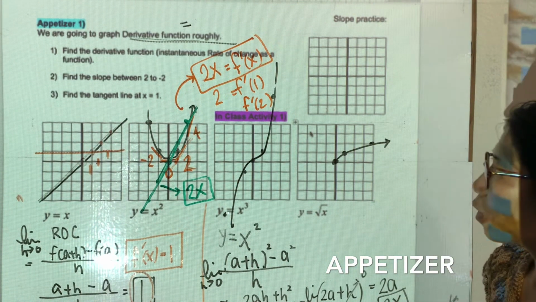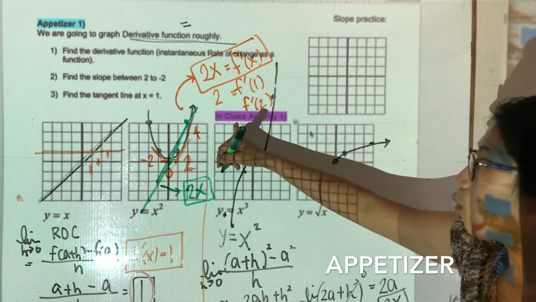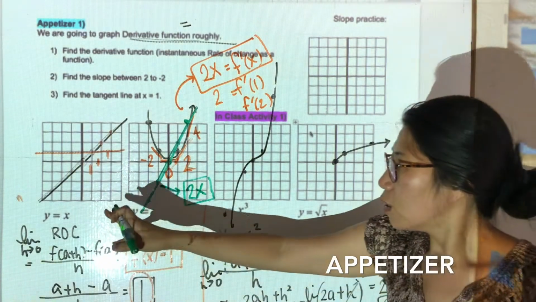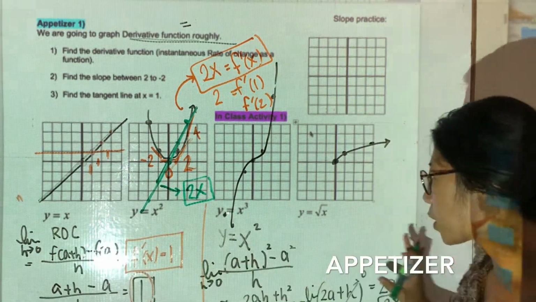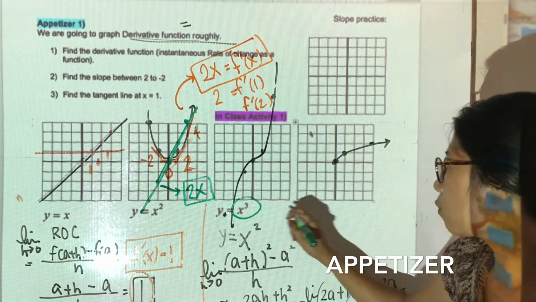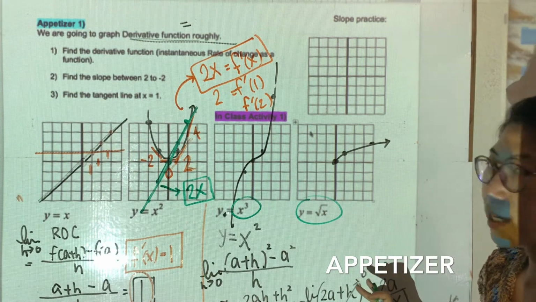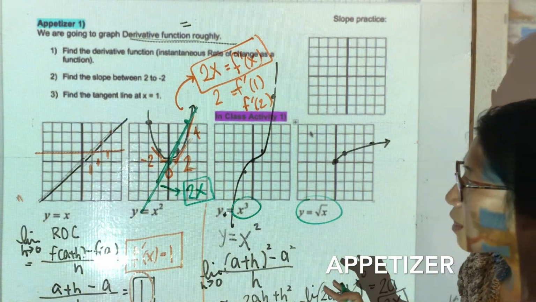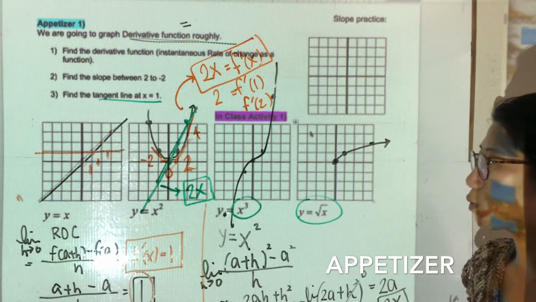So now I want you to try in-class activities. I want you to pause the video and find the rate of change for each. I'm going to remove this and then show your work here. I want you to do another one, rate of change over this one, rate of change over this one, and then let's compare if you can find your derivative function. And then after that, we are going to find the tangent line at x equals 1.